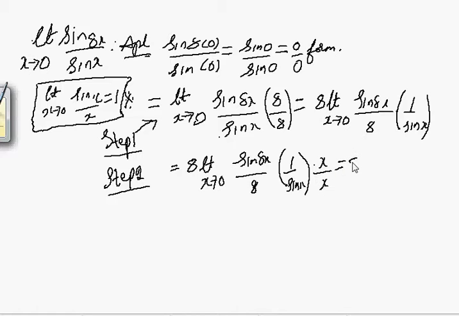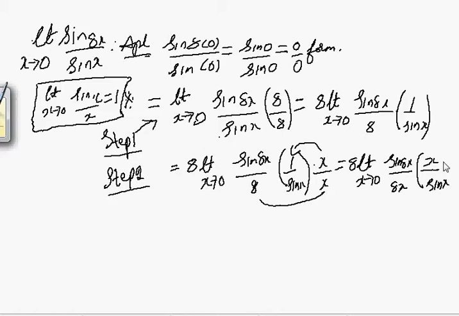Now this could be redesigned as 8 times limit x tending to 0 of sine 8x divided by 8 and x. I'm going to club this 8 with this x. So I have 8x. Then I open the parenthesis. I'm going to club this x with this 1 over sine x. So that would be x times sine x. So it's all about forms. Okay, so now what do I have?